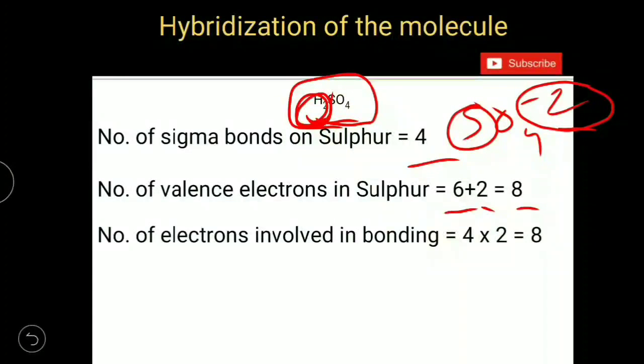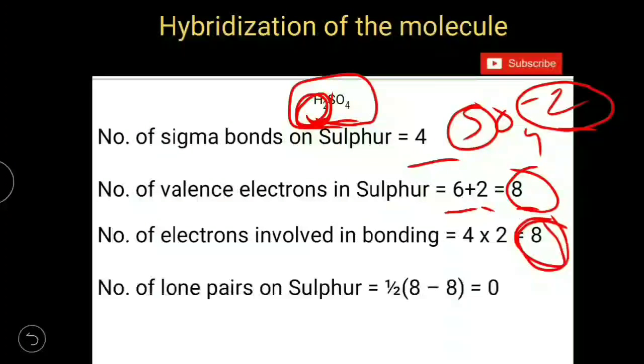Out of 8, how many are involved in bond formation? Sulfur is bonded to 4 oxygens, and oxygen is a divalent atom. Means each oxygen can form 2 bonds. There are 4 oxygens bonded to sulfur. So how many electrons are involved in bond formation with 4 oxygens? With each oxygen 2 electrons. With 4 oxygens 8 electrons. So the total number of electrons involved in bonding is equal to 8. Valence electrons is equal to 8. Electrons involved in bonding is also equal to 8.